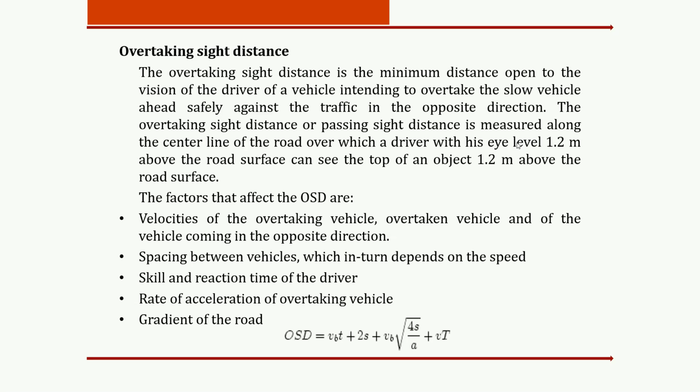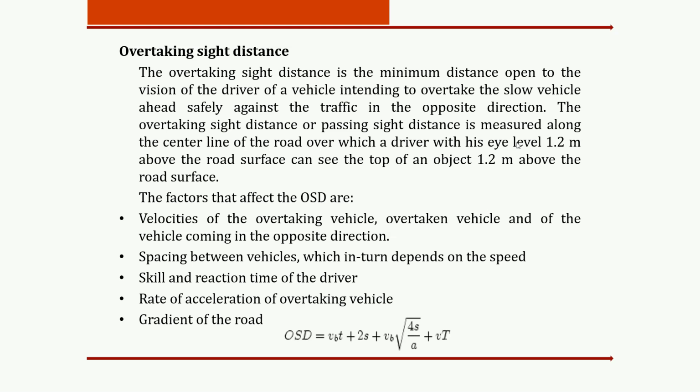So basically, overtaking side distance: when one vehicle is moving on the road and another vehicle is coming from the back side or front side, there should be a distance of 1 meter to 1.2 meter between two vehicles on the same lane, so that there is no collision between the two vehicles while one is overtaking the other. So it is very important that there is proper distance between two vehicles to avoid any type of collision while one vehicle is overtaking another.